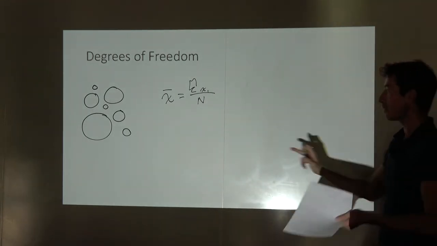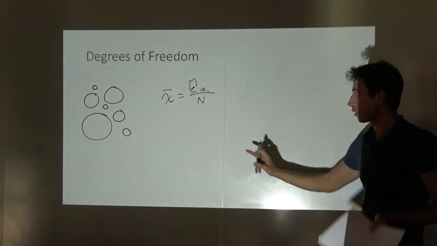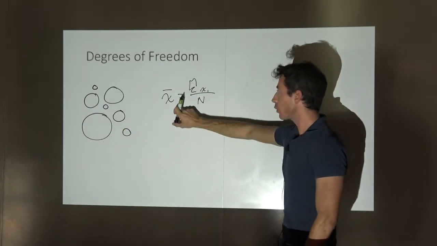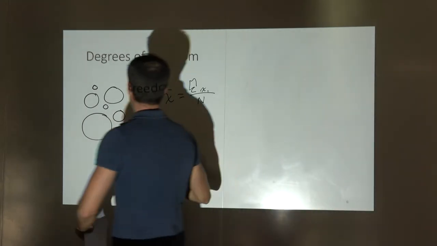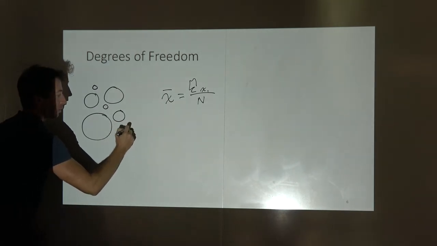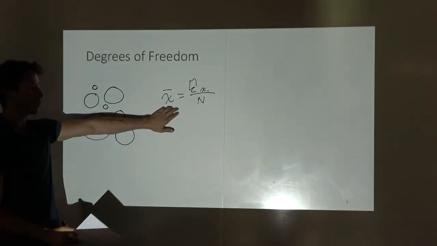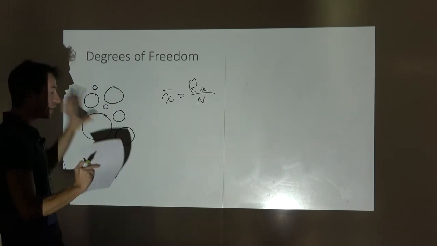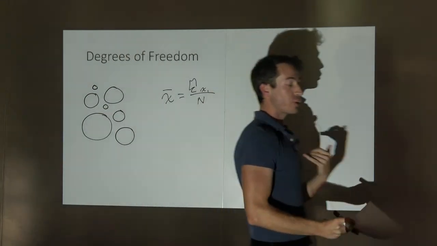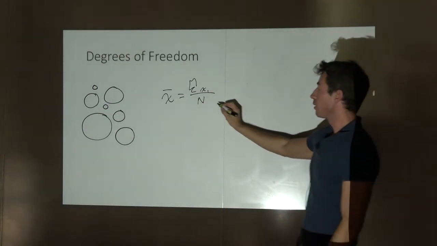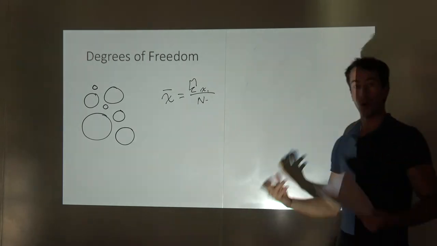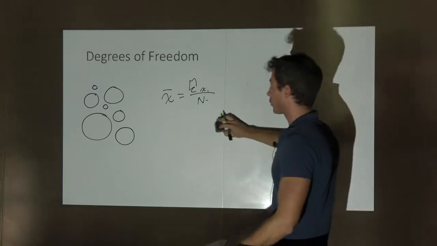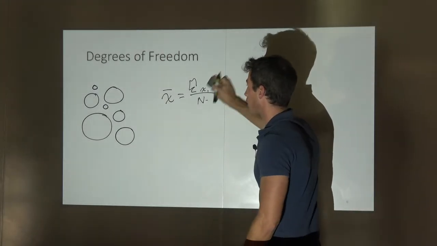Now the reason that the degrees of freedom here are n is because if I change any one of these, I'm going to change the outcome, right? If I made this one bigger, I would change the mean. If I made this one smaller, I would change the mean. If I made any change to any one of these nanoparticles, I would change the mean. And that's why we divide by n, the number of observations when we're calculating the mean of a population.